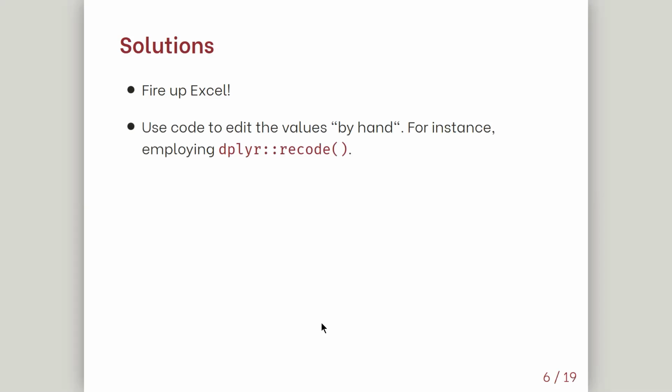So another thing that you can do, and this is better, of course, is you can use code to somehow recode the variables, right? And here I say quote unquote by hand, right? So for instance, you could use dplyr recode or case when or some other function that will help you. But you would have to look at the data set yourself and try to find out what's not working right. That would be what you would have to do.